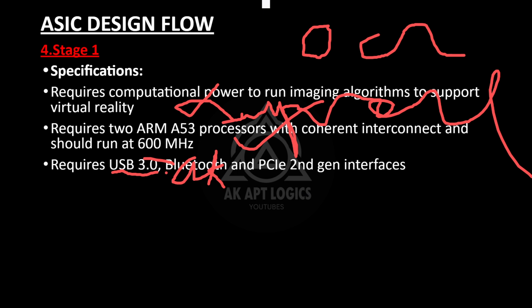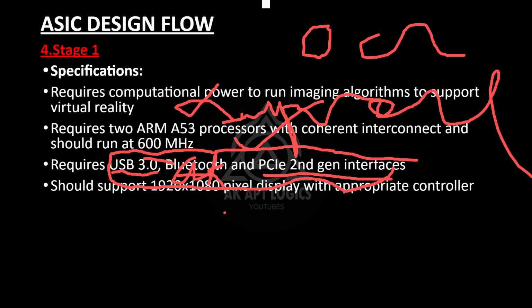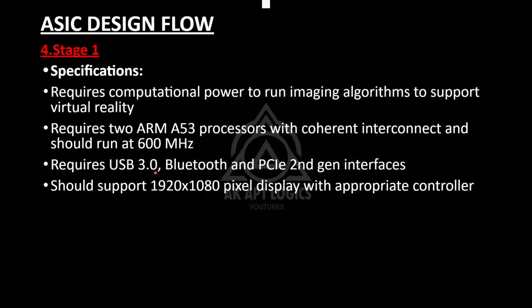Requires USB 3.0, Bluetooth and PCIe second gen interface. It means these should be used in their design. It means these are the specifications, right? So next, supports 1920 by 1080 pixels. It means this is the screen count, right? Display with appropriate controller. So these are all the things that must be used in that product.